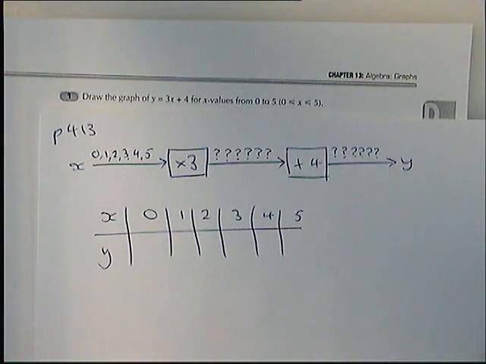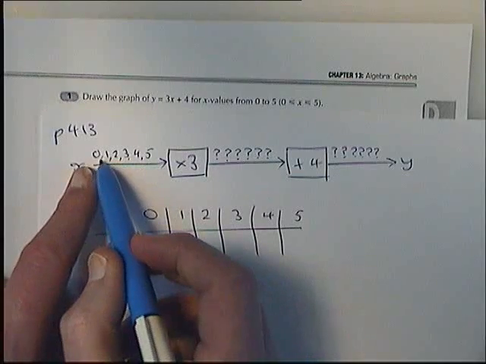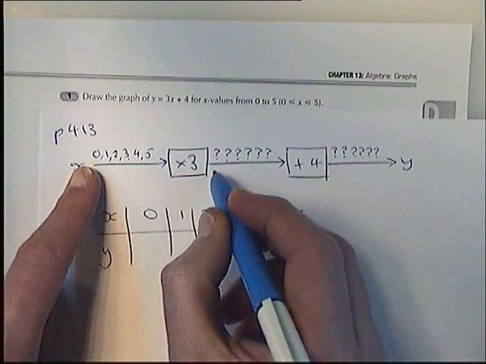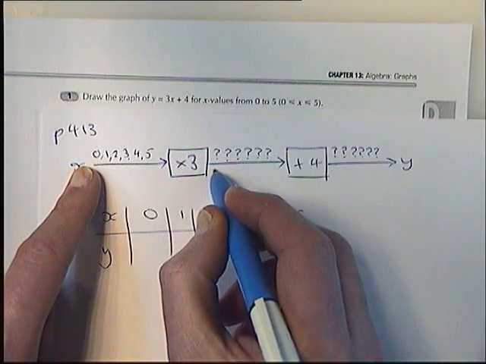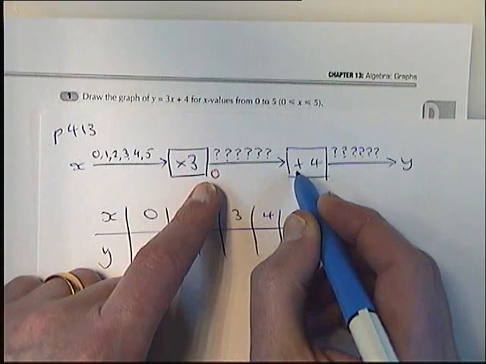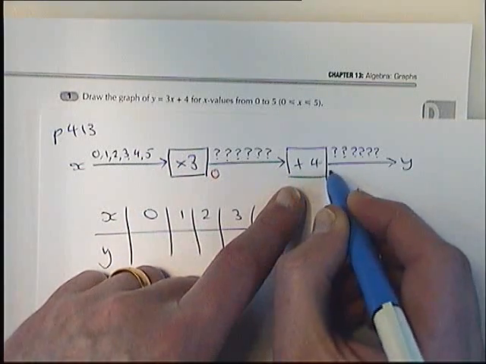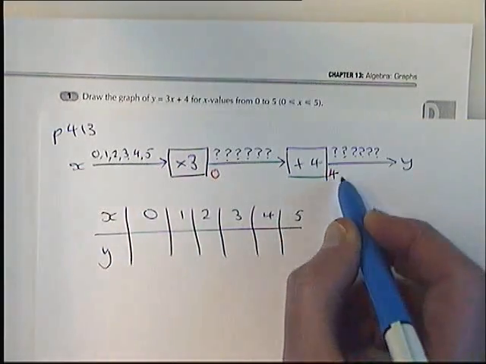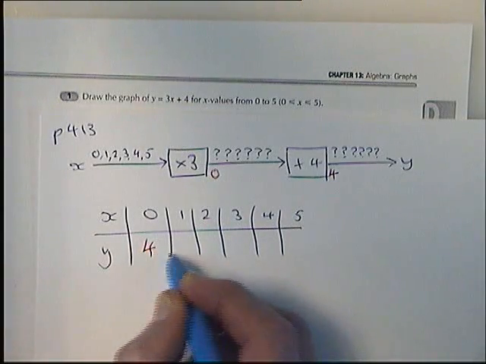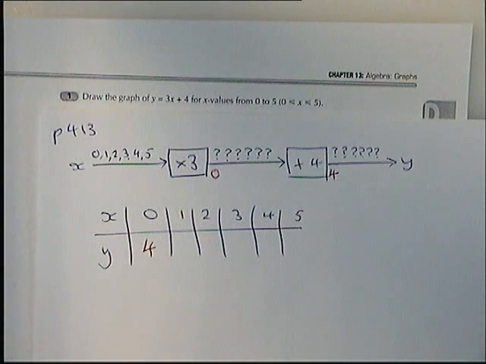If I just work through one as an example, the first one here, it was 0 over here. When I've times it by 3, it will still be 0. Nothing times by 3 is still nothing. Then over here, when I add 4 to it, 0 plus 4 is 4. So this 4 here, my first y number, will go down here. Then you fill that in for the entire table.